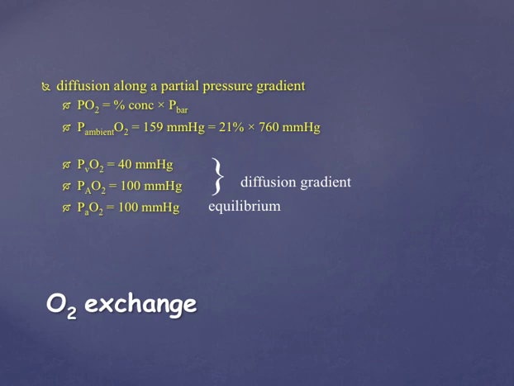Now, the second point, that alveolar air just got breathed in from the outside air. Outside air has a partial pressure of 159. Air in the alveolus has a partial pressure of 100. Why the difference? 3 reasons.